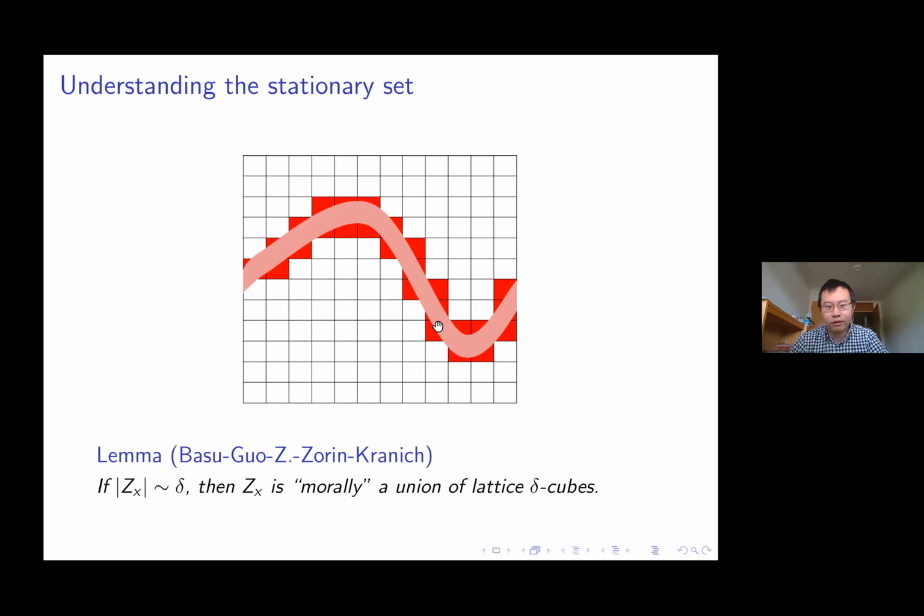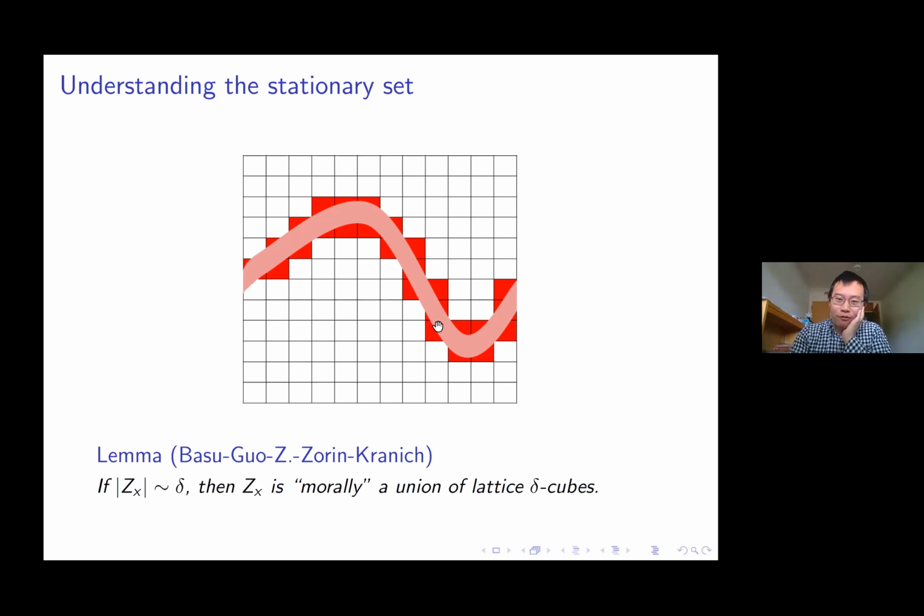So the first lemma, stated not in the most rigorous sense, is that if your stationary set has a measure as large as delta, then this cannot look too spread out. For example, it cannot look like a fractal because you're in a bounded degree situation. Then you know this stationary set is morally a union of lattice delta cubes, as I drew in red. So you can sort of have a more concrete grasp of the stationary set when it has measure roughly as big as delta. So that's a good thing.